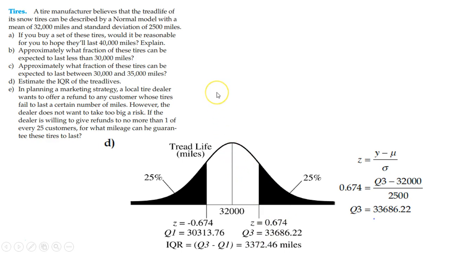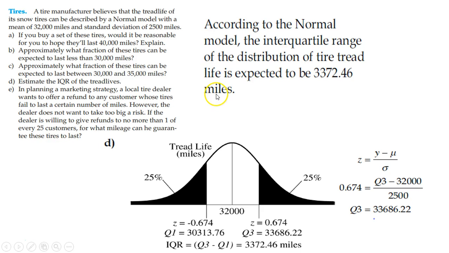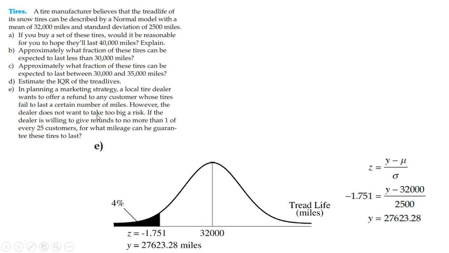And in planning a marketing strategy, a local tire company wants to see what the risks would be. It says, if the dealer is willing to give refunds to no more than 1 out of every 25, right? And trying to figure that out. Well, 1 out of 25, if I take 1 divided by 25, is 0.04, or 4%. That means the max he wants to give a refund to is the 4% of people.